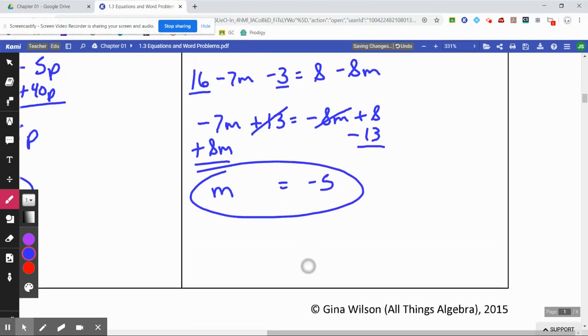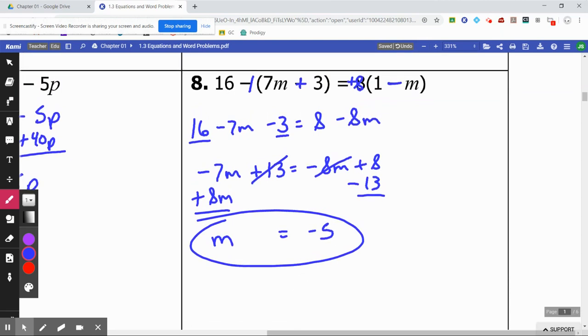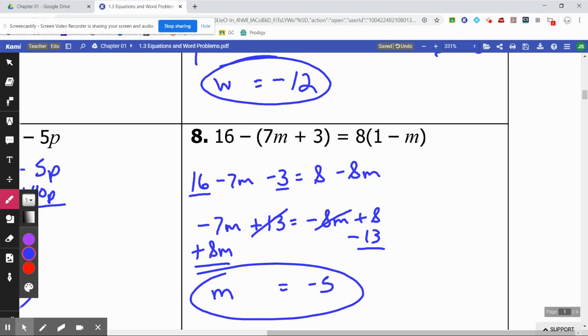Now, a reminder on any of these problems, you could go back to the original. Let's show you on this. Go back to the original, and since m is negative 5, everywhere you have an m, you could put a negative 5. And if you were to do that, whatever you would have given on this left side after you evaluate that expression, which, let's see, negative 35 plus 3, that's negative 32.